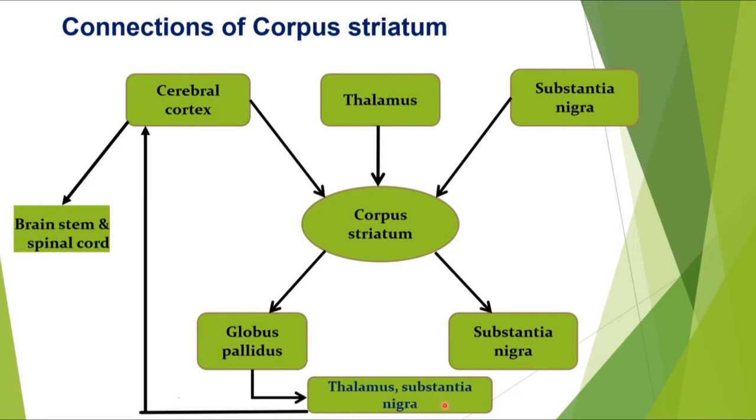Substantia nigra and thalamus will further process it and send their impulses to the cerebral cortex. The cerebral cortex, having received these impulses from the thalamus and substantia nigra, will send out the necessary impulses to the brainstem and spinal cord to bring about smooth, voluntary, coordinated muscular movements or activities.